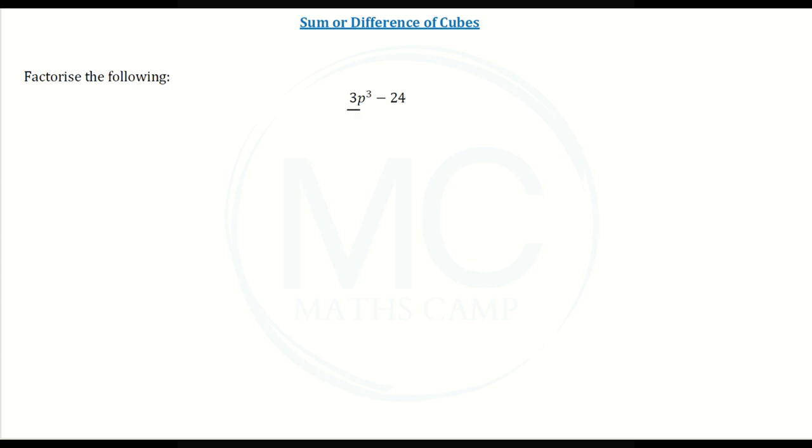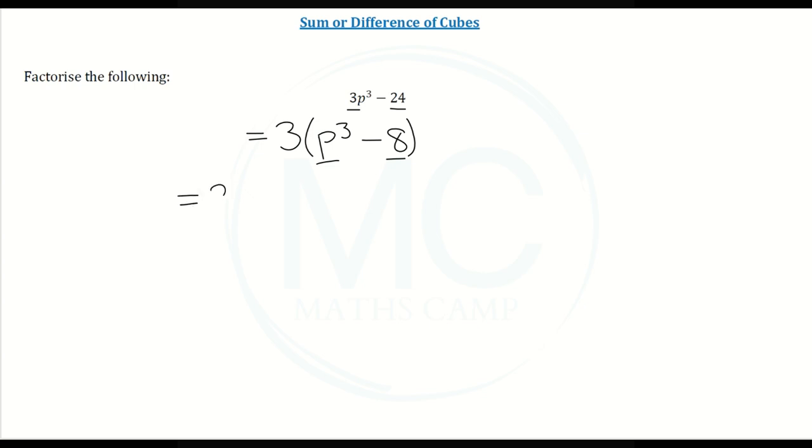Here we have 3p cubed minus 24. 3 and 24 are both multiples of 3. So let's take out 3 as a common factor. And we can say 3, open our bracket. 3 divided by 3 is 1. So we get 1p cubed, which is simply p cubed. Negative 24 divided by 3 is negative 8. The aim here is to remove a common factor from both terms so we are left with 2 cubes. Here we have p cubed, and here we have 8. They are both cubes. So now we can factorize using the difference of cubes.